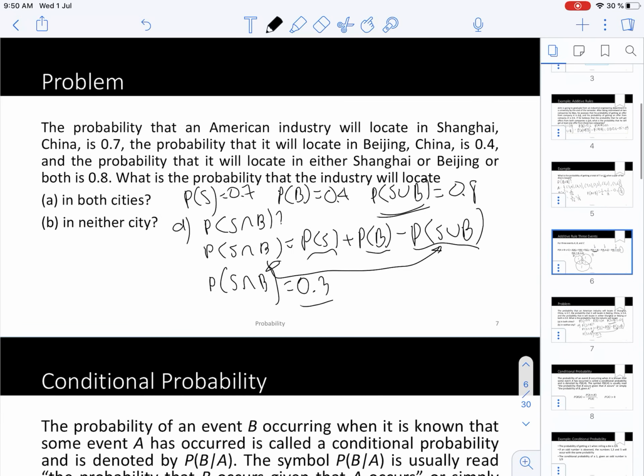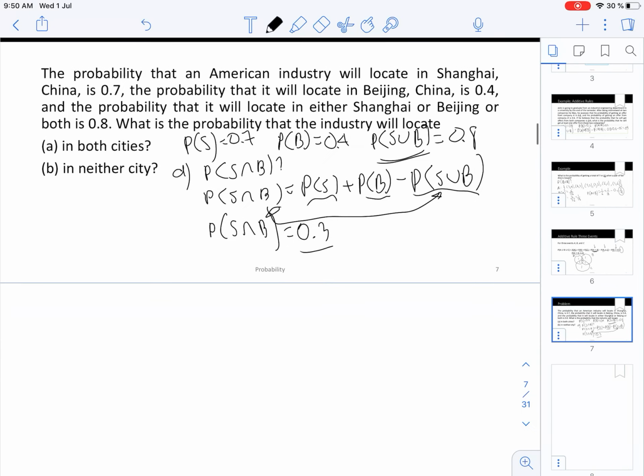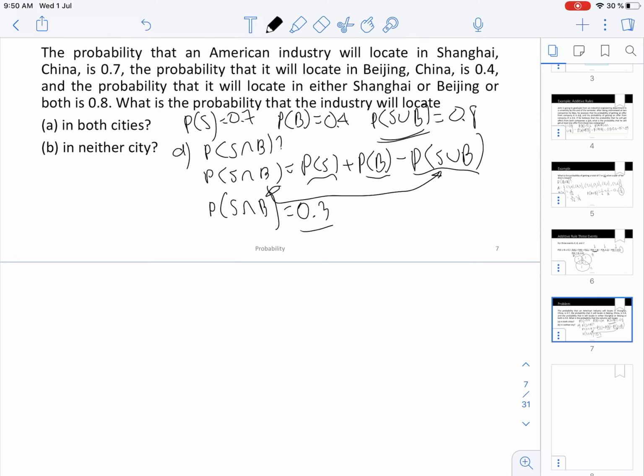Let me add one page real quick here to compute part B. All right, so part B asks, what is the probability that the industry will locate in neither city? That means that it won't open in Shanghai and it won't open in Beijing. So we're being asked in part B the probability of S complement intersection B complement. That means that the company does not open in Shanghai and the company does not open in Beijing.